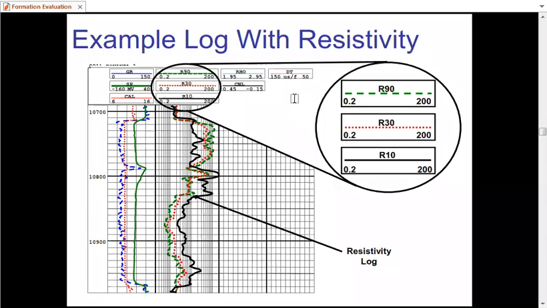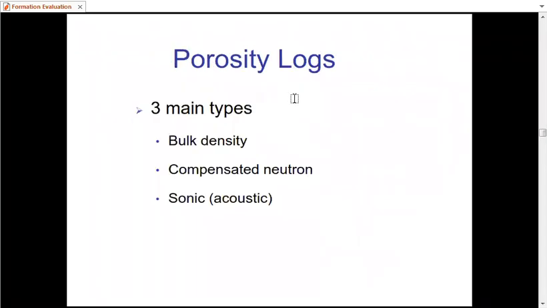Also, we talked about the resistivity log. When we talk about high resistivity, we are talking about hydrocarbon. And there are two types of resistivity, the lateral log and the induction log. Today, we will start with the porosity logs. We have three main types of logs for porosity determination, starting with the bulk density log, the second is the compensated neutron log, and the last one is the sonic log.